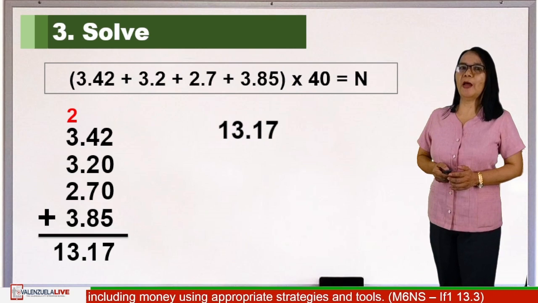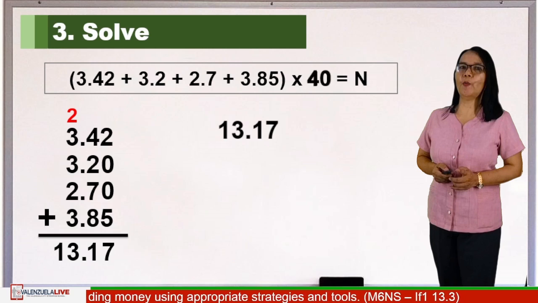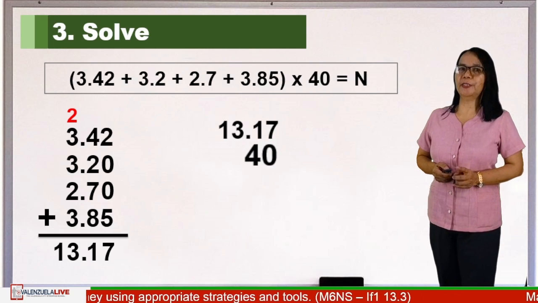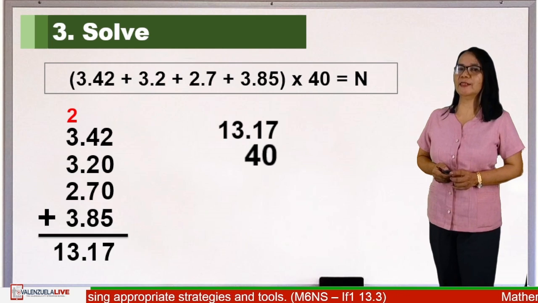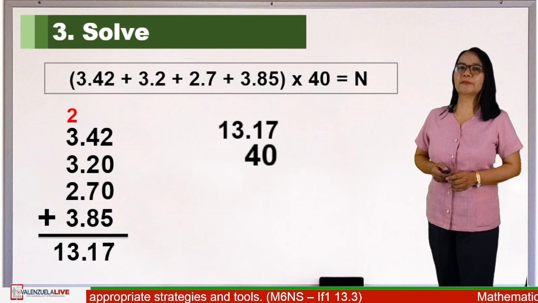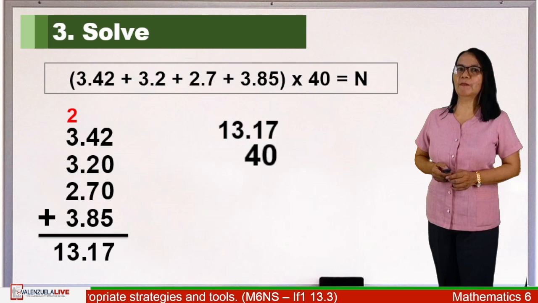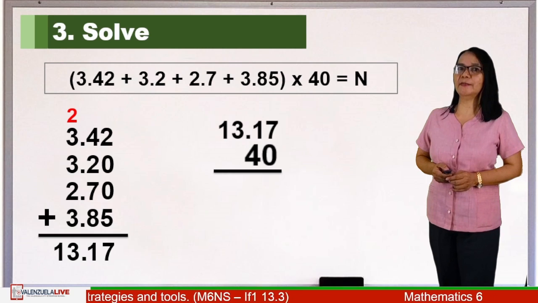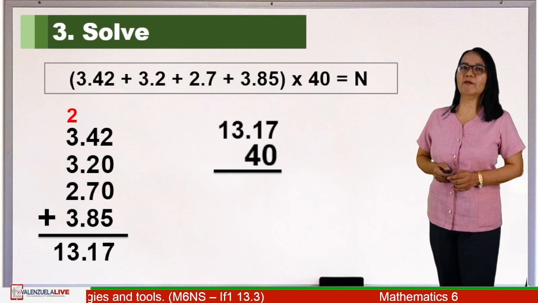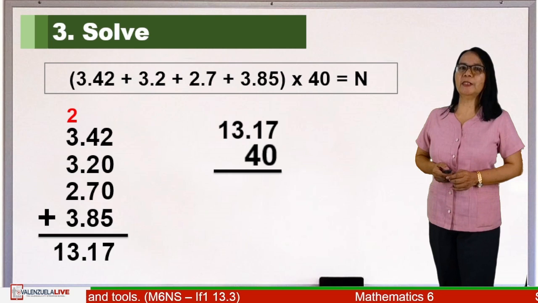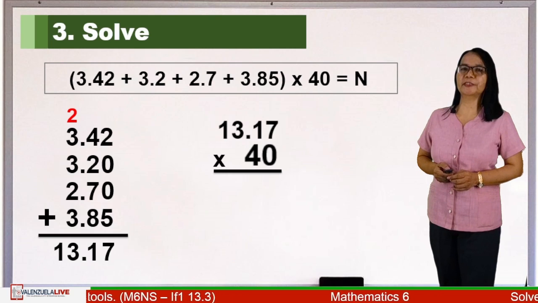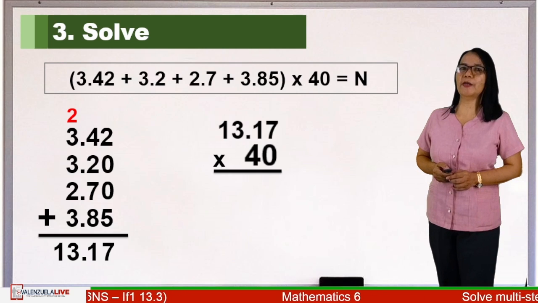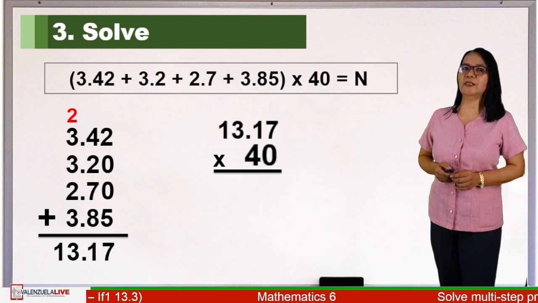Then, multiply the total weight of 4 watermelons by the amount per kilogram, which is 13 and 17 hundredths times 40 pesos. In multiplying decimal numbers, we should write the decimals in columns, but not necessarily by their place value. Next, multiply the decimals as whole numbers. Start multiplying the ones digit in the multiplier to all the digits in the multiplicand.